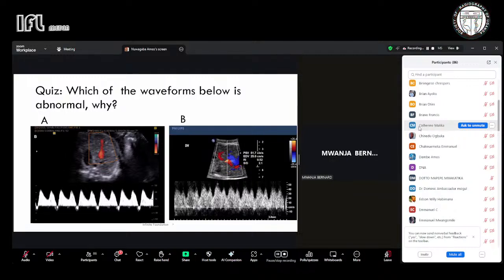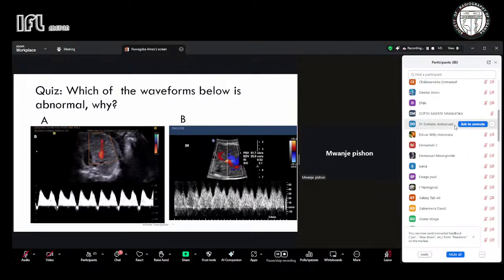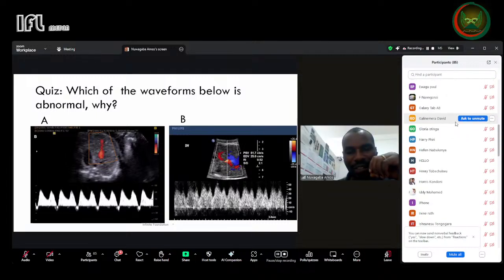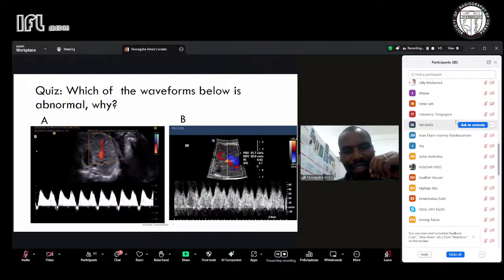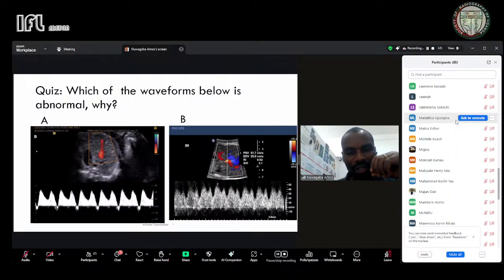Korinji Musa is also making the same. Yes, Mwanje. Thank you very much. This is Mwanje Sean. A is abnormal because I'm seeing reverse A wave, whereas B is normal because I see the A wave is above the baseline. Thank you very much. Do we have any person who thinks that the reverse is true?